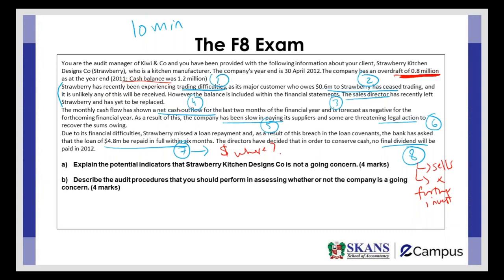If you have a net cash outflow, that is very self-explanatory. You're going to be facing liquidity or cash management problems. Again, if you've been slow in paying suppliers, they might withdraw credit and therefore you'll have to pay in cash, a further negative impact on your liquidity.